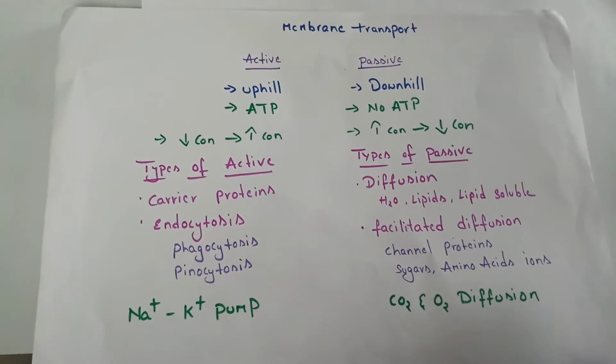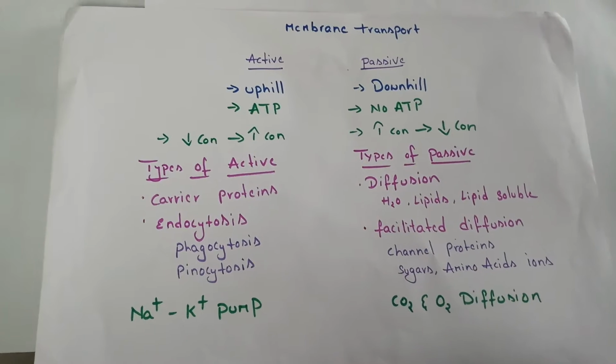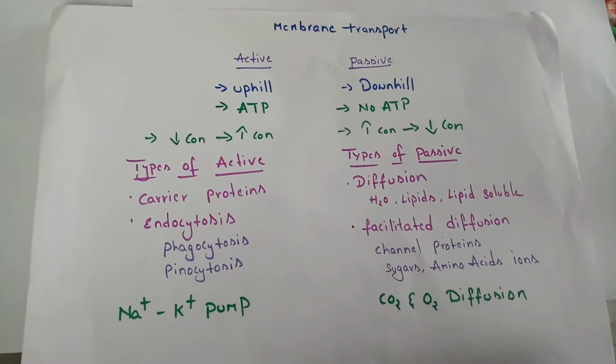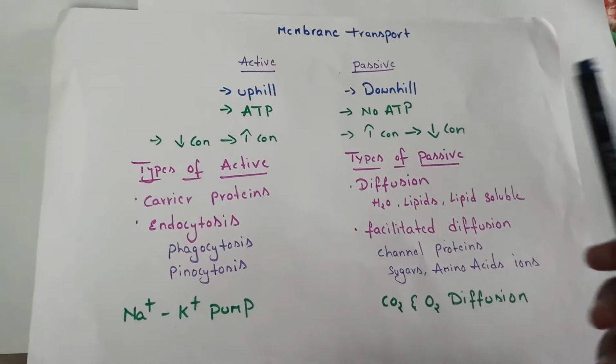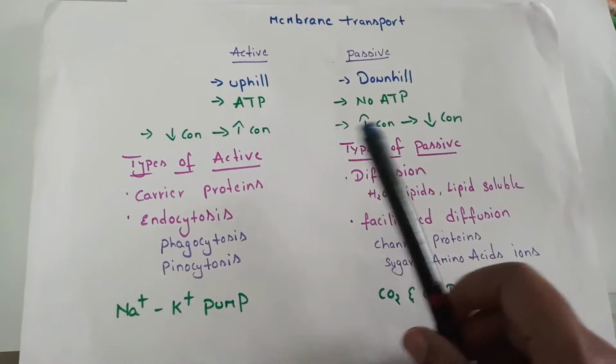Now we are going to see about membrane transport. So we all know that all the biological membranes are semi-permeable, or selectively permeable. It selects its own contents from outside to inside or inside to outside. So the two basic types of membrane transport are active transport and passive transport.